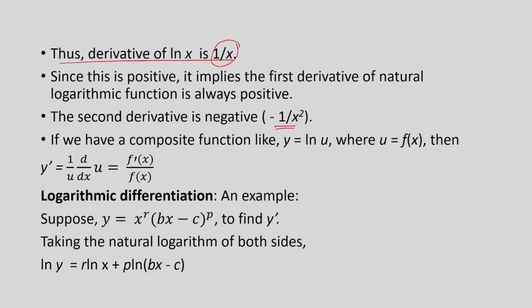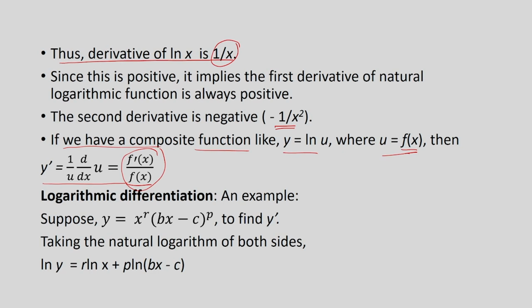Now, what happens if you have a composite function, like y equal to log of u, where u itself is a function of x, u equal to f(x)? Then how do I find y dashed, that is the derivative of y with respect to x? I use this formula and I will get f dashed of x divided by f(x). This is the proportional change in u with respect to x, and that is equal to y dashed.